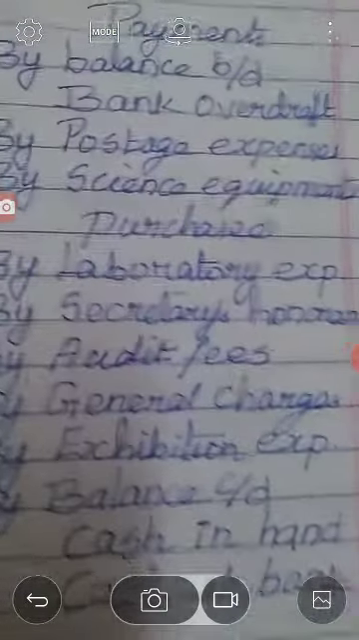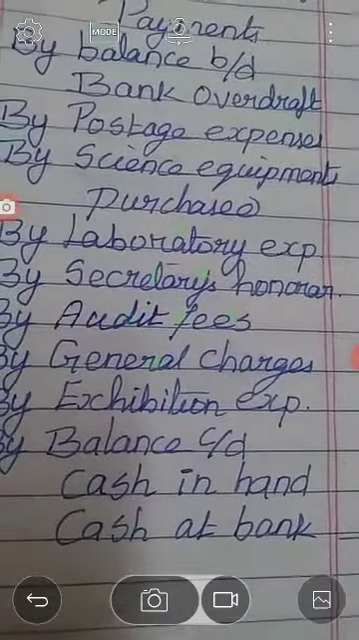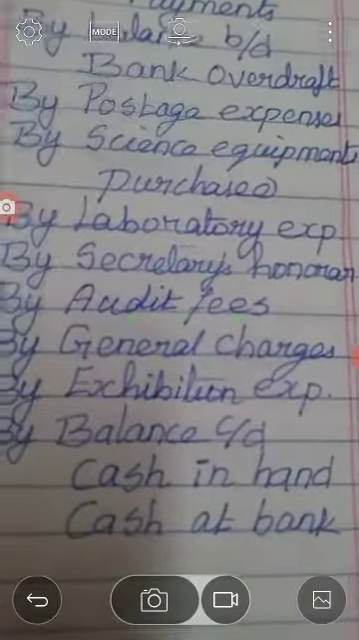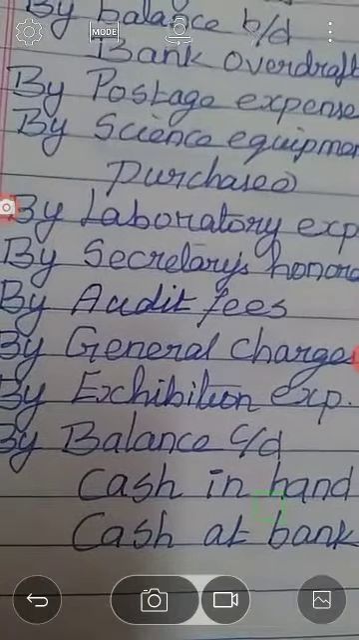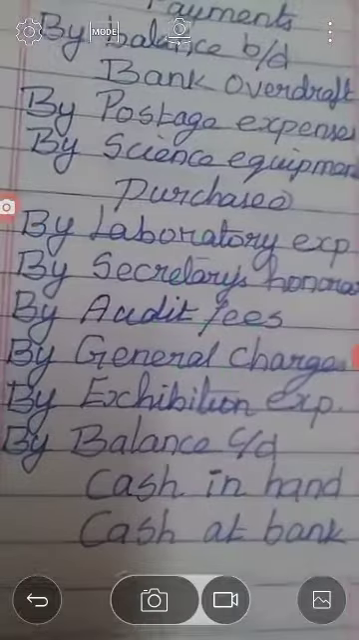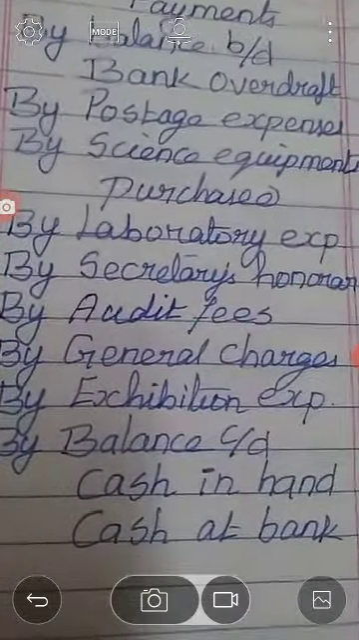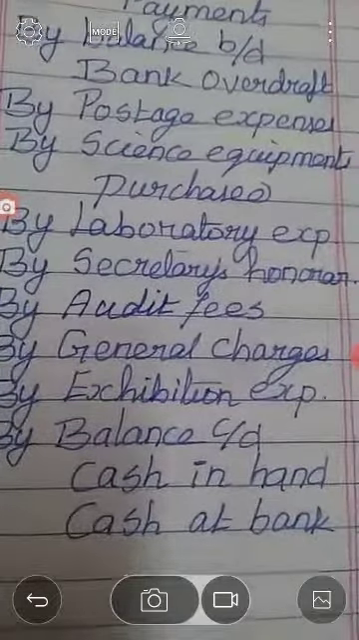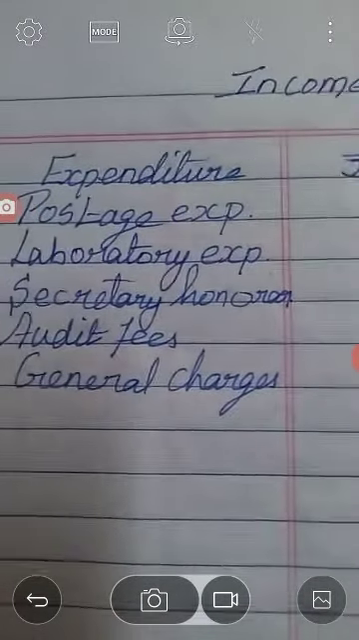Then next one, laboratory expenses, secretary honorarium, audit fees, general charges. These three items should be shown on the expenditure side. The exhibition expenses we have already shown under the heading reserve for new auditorium. So only secretary honorarium, audit fees and general charges need to be shown on the expenditure side.